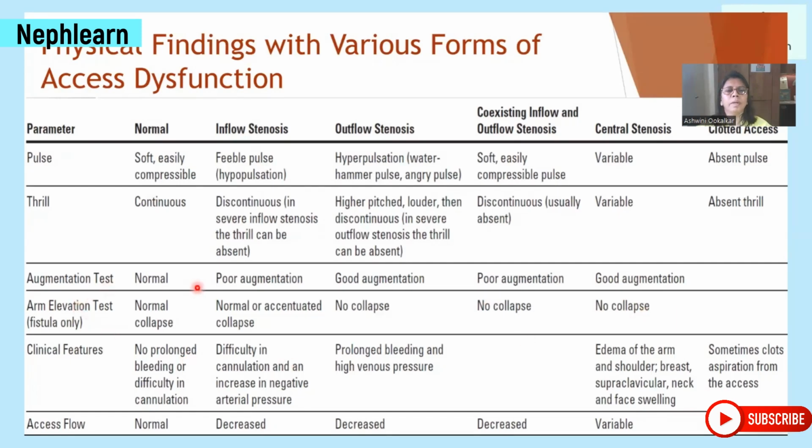In the case of an augmentation test, it checks for inflow stenosis, and when you apply a tourniquet or some kind of occlusion to the vessel, then the blood flow should get augmented or enhanced. The thrill should get augmented. But if there is an inflow stenosis, then there would be very poor augmentation.